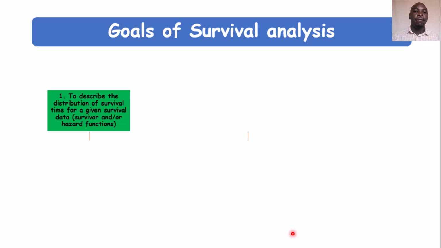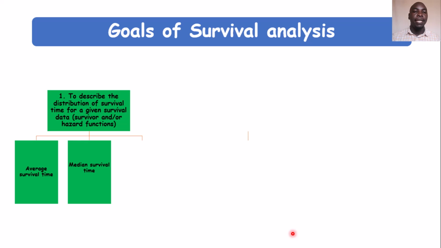Let us look at the first goal of describing the distribution of survival time. This is equivalent to running descriptive statistics for survival time. And here we look at average survival time, the median survival time, and the average hazard rate.